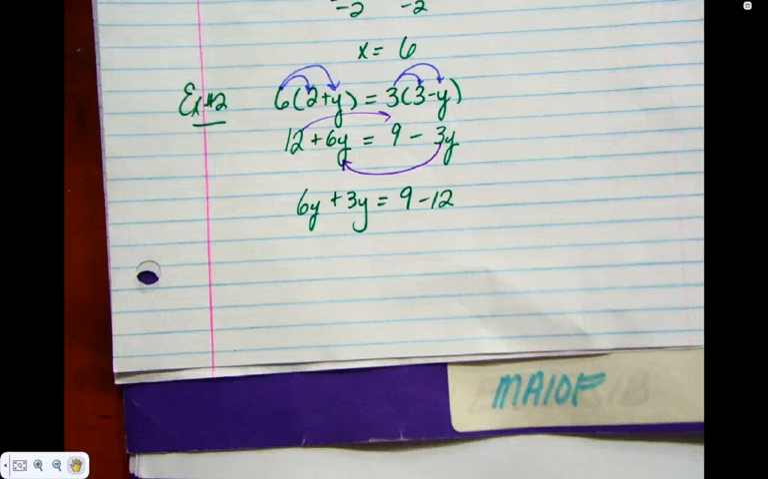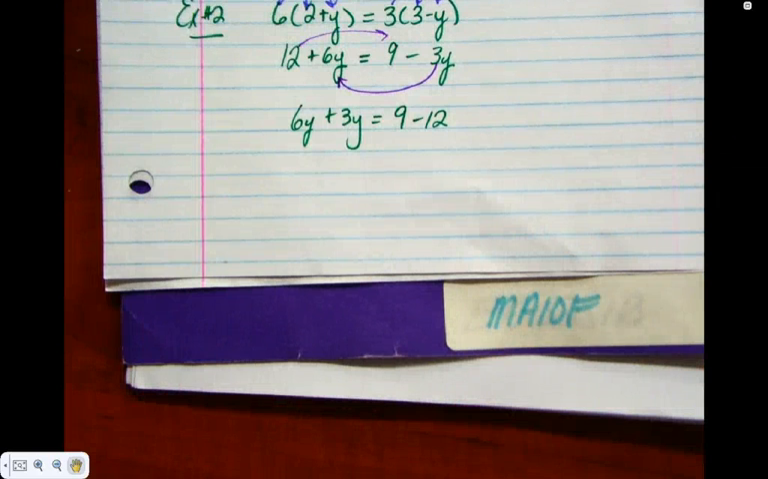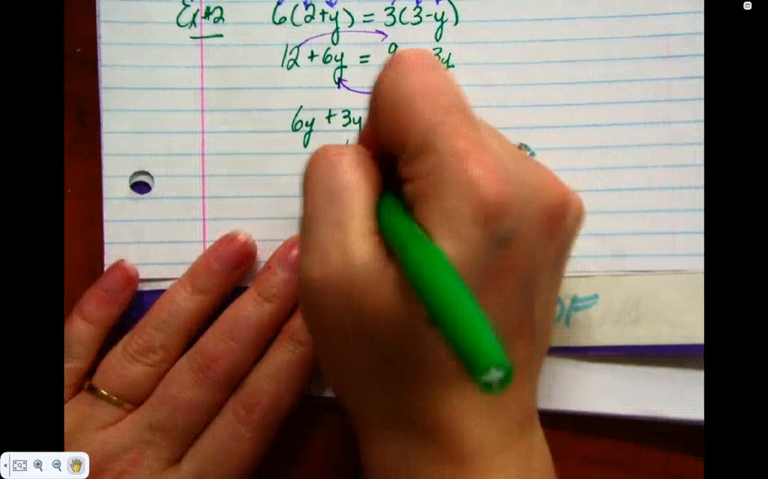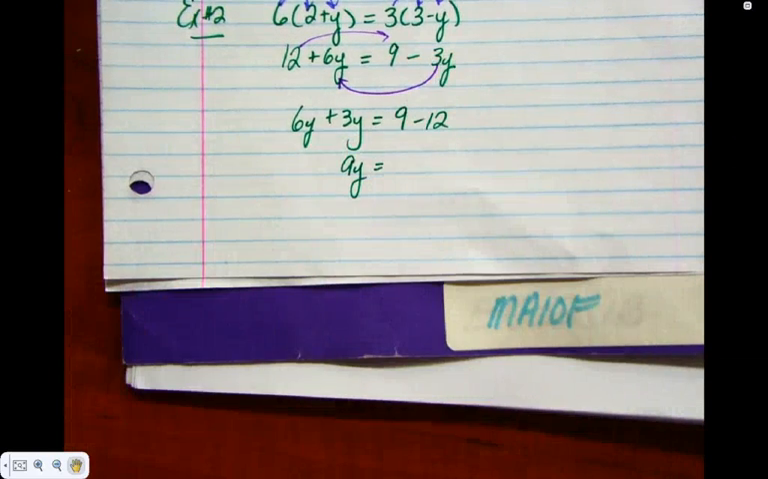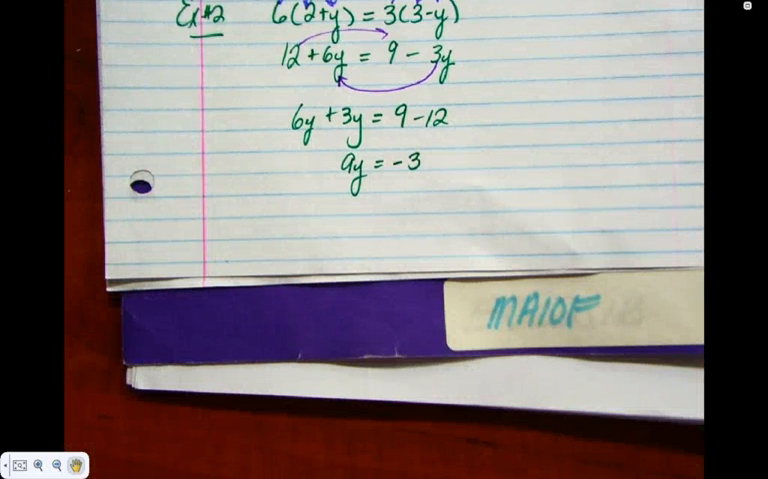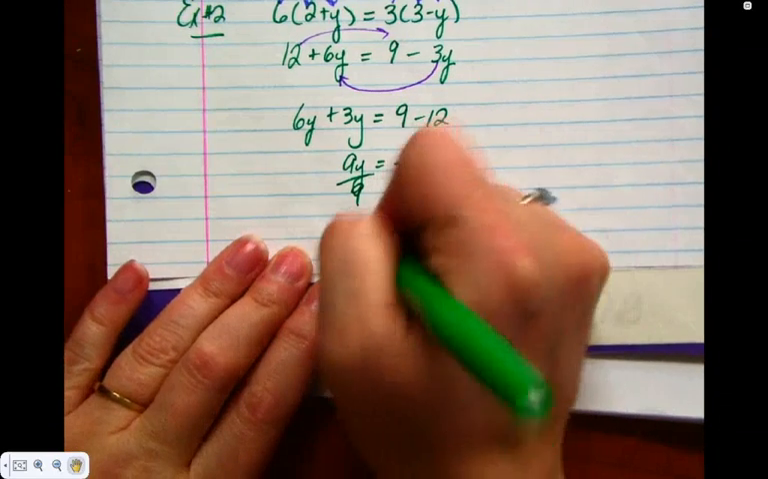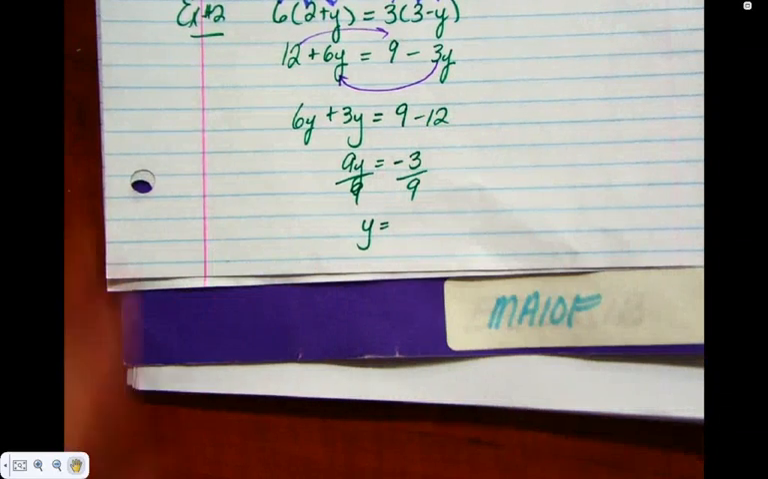Now we're just going to simplify. On the left, I've got 6y and 3y, and if I combine those together, how many y's? And then I've got 9 minus 12, negative 3. And now the last step of every equation we've done for the last 3 classes is always to divide by the coefficient.